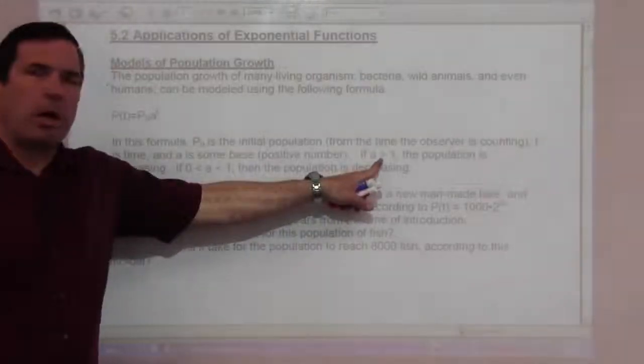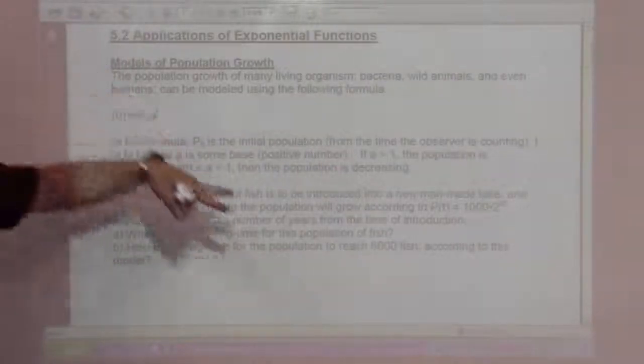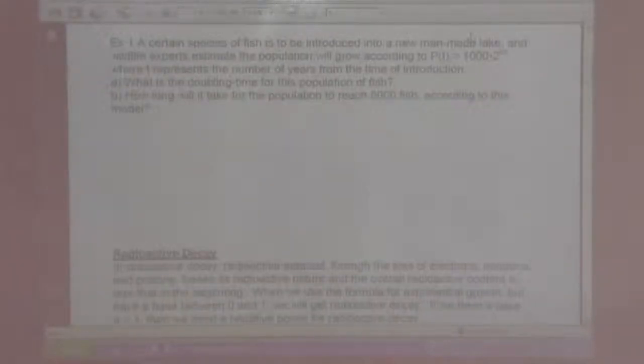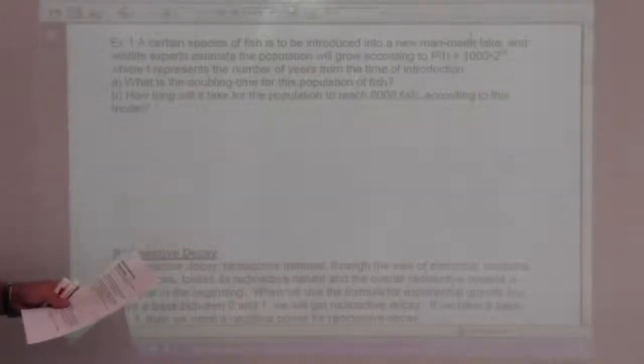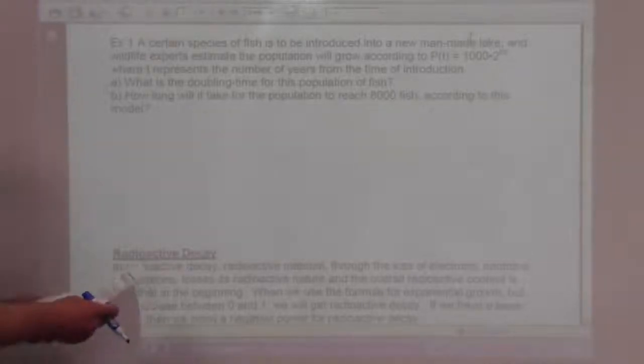If a is bigger than 1, the population is increasing, but if a is between 0 and 1, the population is decreasing. A certain species of fish is to be introduced into a new man-made lake, and wildlife experts estimate the population will grow according to the model P of t equals 1,000 times 2 to the t over 3, where t represents the number of years from the time of introduction.